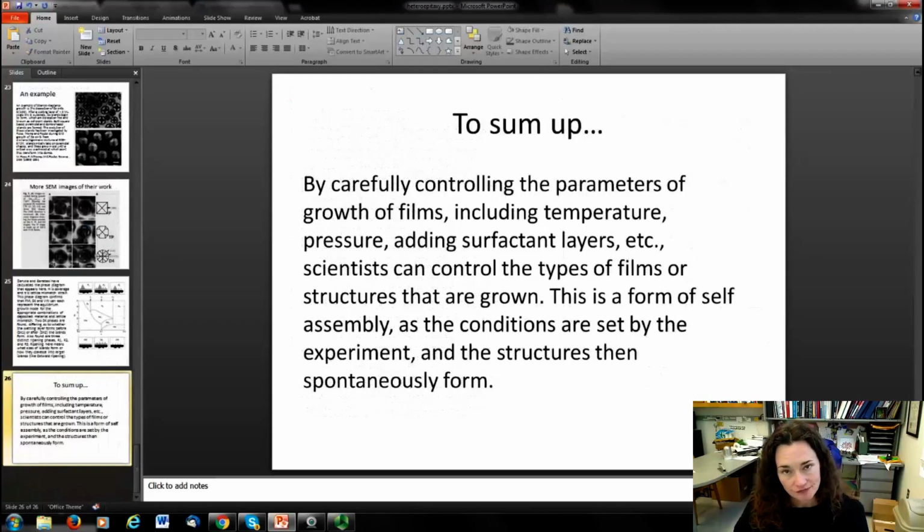So in summary, by carefully controlling the parameters of the films, including the temperature, the pressure at which the MBE is conducted, adding surfactant layers to the surface, etc., scientists can control the types of films or structures that are grown. And if you set the conditions up right and then perform your MBE, this is a form of self-assembly, as the conditions are set by the experiment and then the structures spontaneously form once those conditions are set.